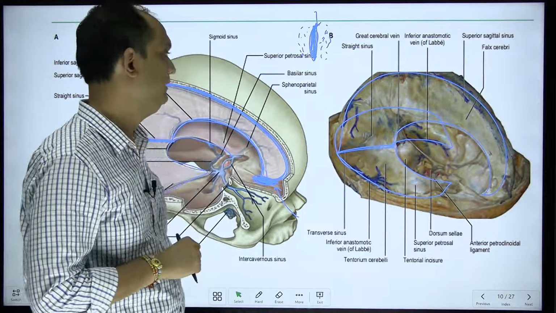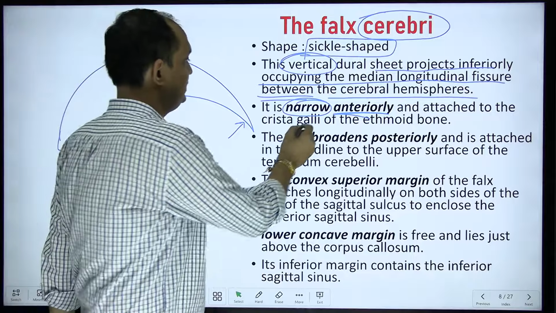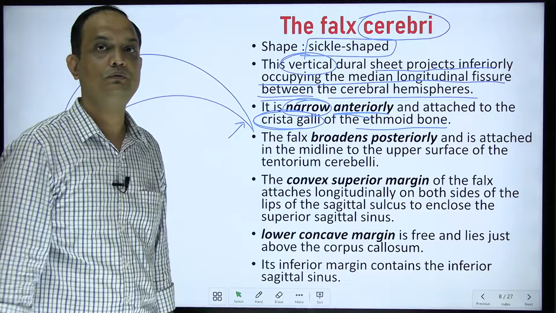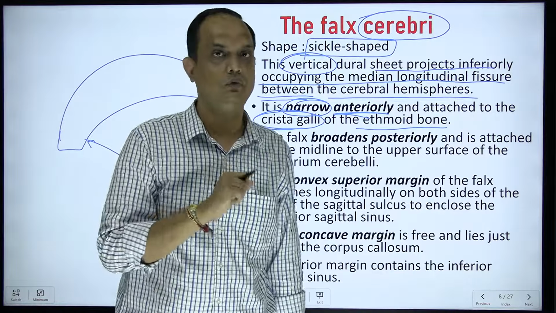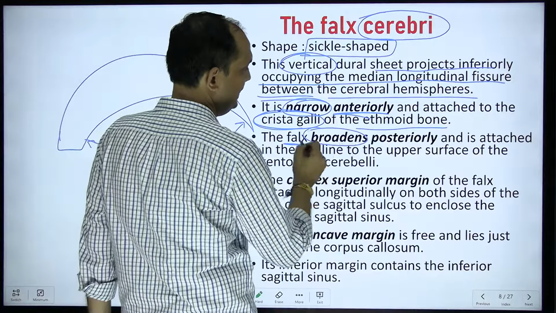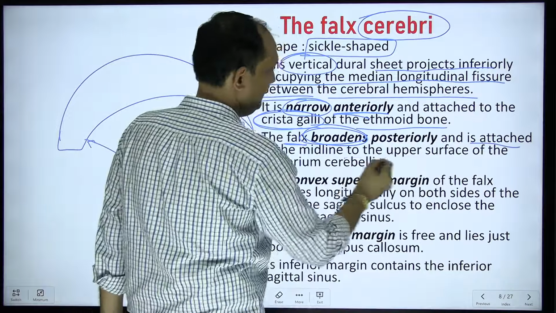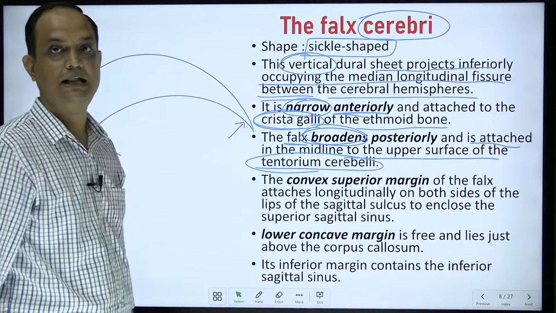To the tentorium cerebelli. So when you see the narrow anterior end, it attaches to the crista galli, and the crista galli is a bony feature of the ethmoid bone which is present in the midline of your anterior cranial fossa. Now when you see the posterior part, it is broader as compared to the anterior end, and it attaches in the midline on the upper surface of another fold, that is the tentorium cerebelli.